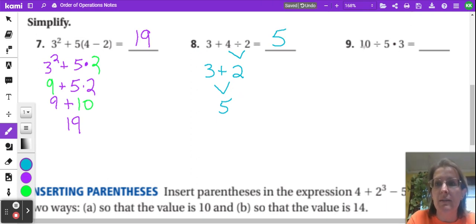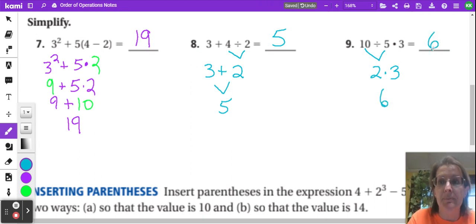And then the next one, 10 divided by 5 times 3. Even though it looks like multiplication because M comes before D for divide, remember we go left to right there. So we do the division first. 10 divided by 5 is 2 times 3. So I just brought down the times 3. So our final answer there will be 6.